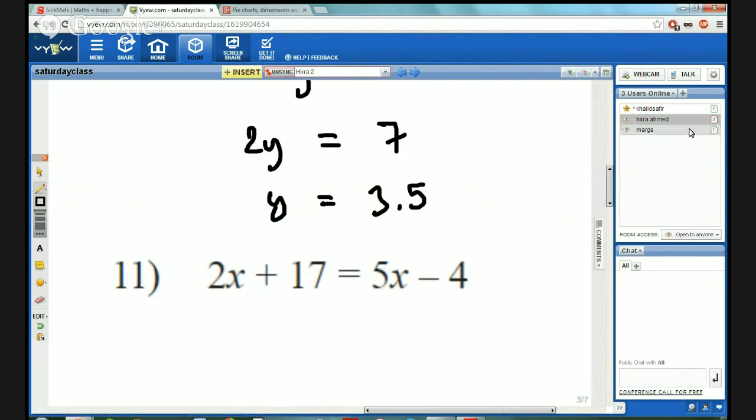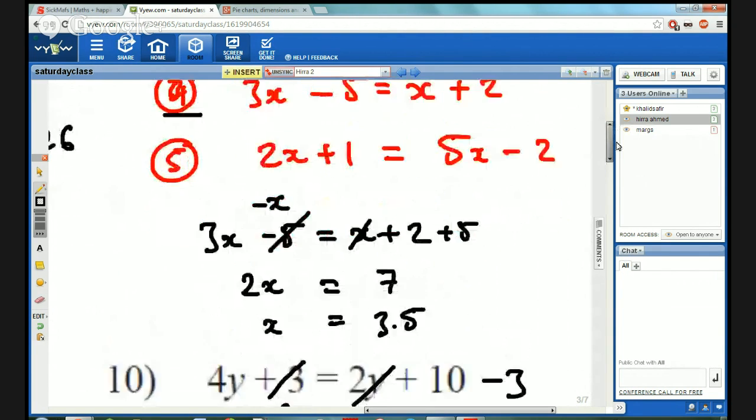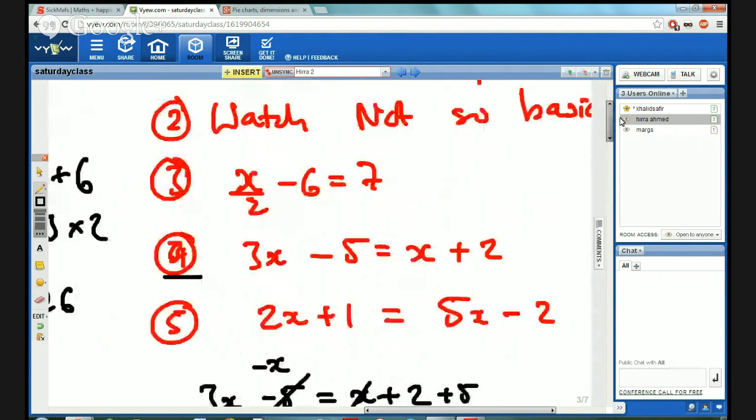For question 11, would it be minus 4 take away 17, or is it just 4 take away 17? Well, this is a good one. It's actually like the practice question. I'm going to do the practice question with you. Do you remember this practice question?